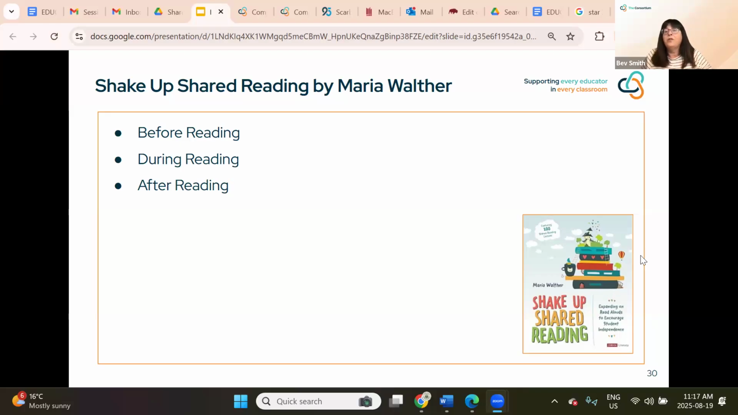Afterwards, we want to engage in a discussion using those open-ended questions that Irene was talking about earlier. We want to move beyond those literal questions. And we want to make sure it's a conversation and not what we would call an interrogation, where the teacher is just drilling questions, but we want to engage in a conversation.